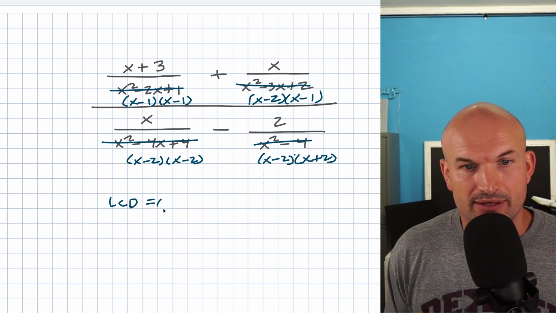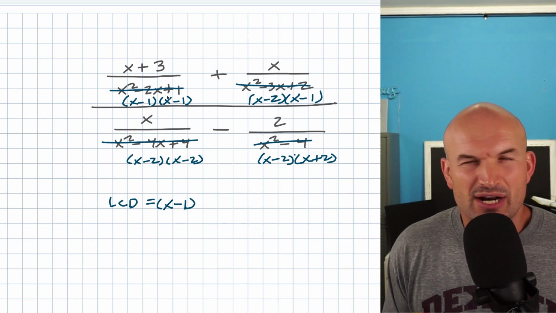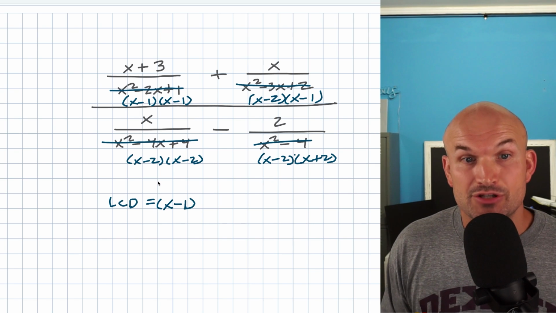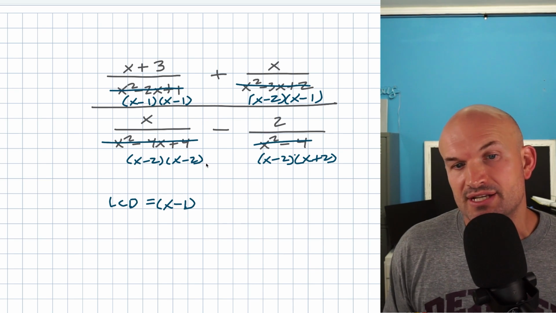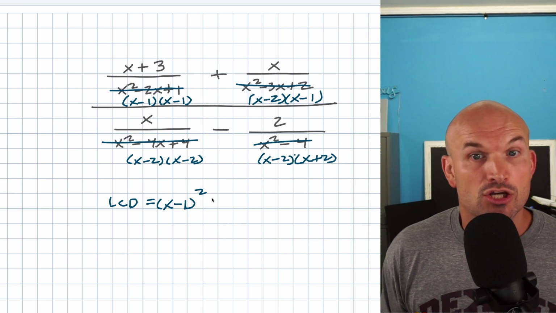So we have an x minus 1. And again, we already have 2 of them, but that doesn't matter. So I do actually need to include this twice, because if I only did it once, then this x minus 1 would divide out. I need both of these to divide out. So that's going to be an x minus 1 squared.